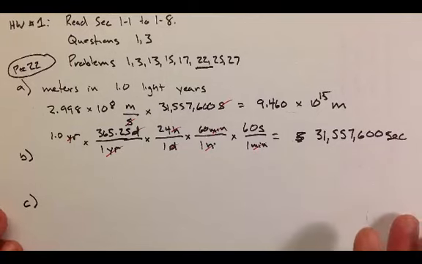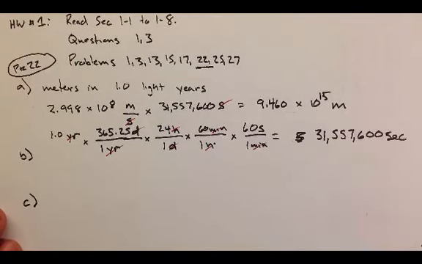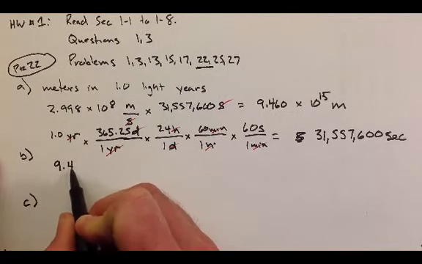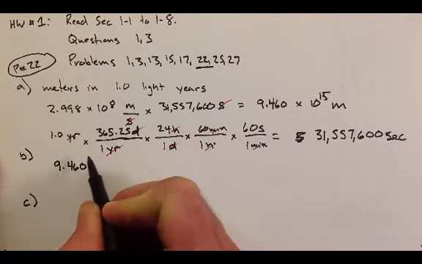All right. Okay, part B says how many astronomical units are in 1 light year. And it tells us that an astronomical unit is equal to the distance from the Earth to the Sun, which is about 1.5 times 10 to the 8th kilometers. So to solve this problem, again, I could write down the information I know first, which is how many meters are in a light year.